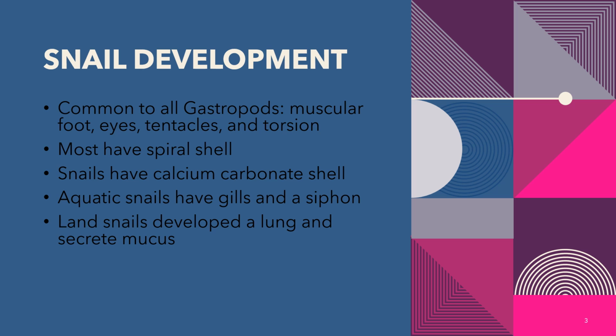Aquatic snails have gills and a siphon, and the siphon basically allows the snail to bring in clear water instead of muddy water. And land snails have developed lungs so they can breathe air, and they secrete mucus to help them move, so they glide.